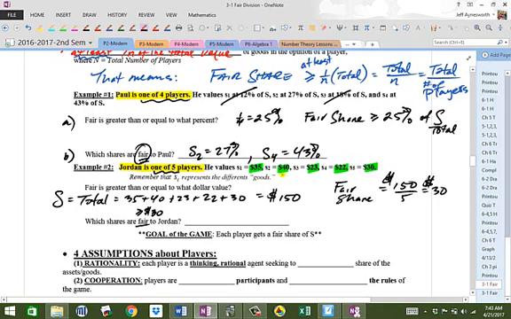So if we compare here, S1's 35, right? So that'd be fair for him to select that one. That's a fair share. S2 is 40. That's a fair share because it's greater than or equal to 30. Not S3 because it's only 23. Not S4 because it's less than 30. And then S5 would be considered fair too because fair share is always greater than or equal to that value.